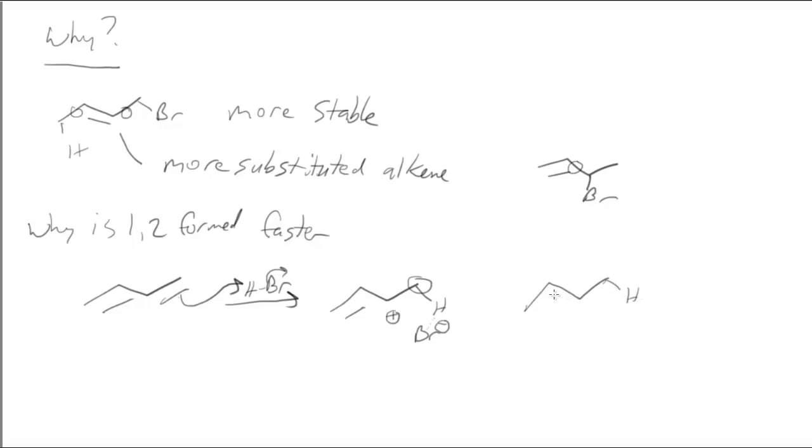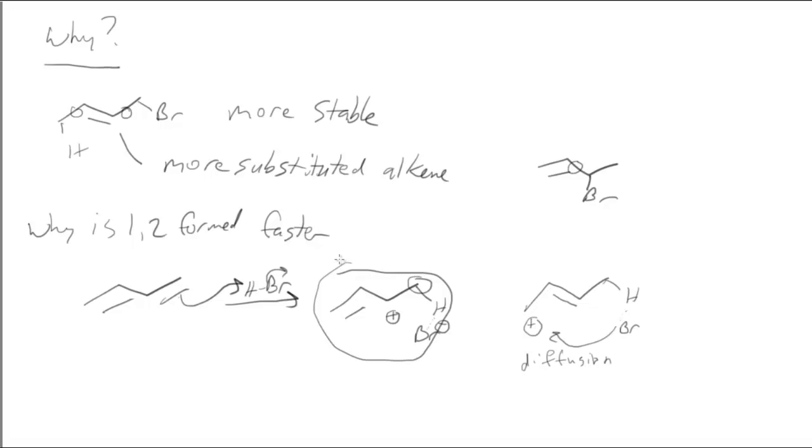If I draw the resonance form here, the bromine is still very close to where that proton was that added. For it to move over here requires diffusion. It has to pass through whatever the solvent or medium is that it's in, and that takes some time. So the faster product to form is this one, where the bromide doesn't have to take time and doesn't have to move through the solution.